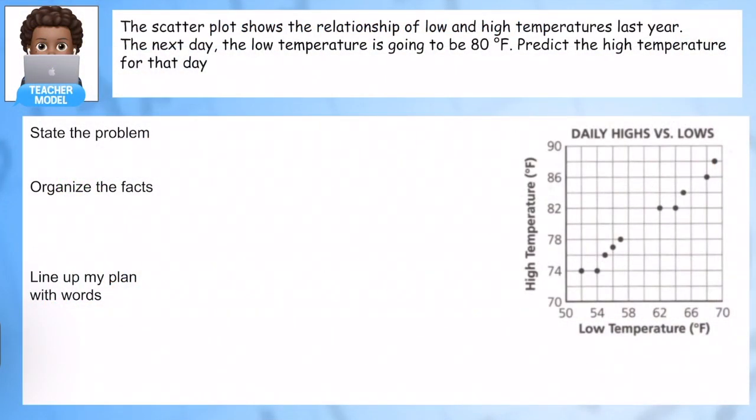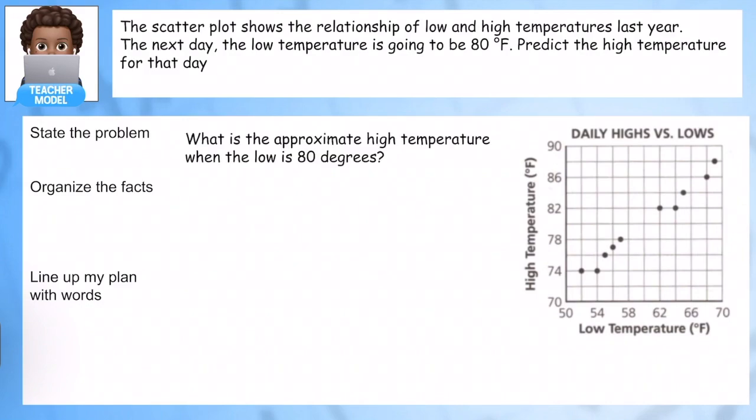Here's our first problem. The scatter plot shows the relationship of low and high temperatures last year. The next day, the low temperature is going to be 80 degrees, so we have to predict the high temperature for that day. So here's our problem. What is the approximate high temperature when the low is 80 degrees? And again, it's approximate because we're making our best guess based on this data.